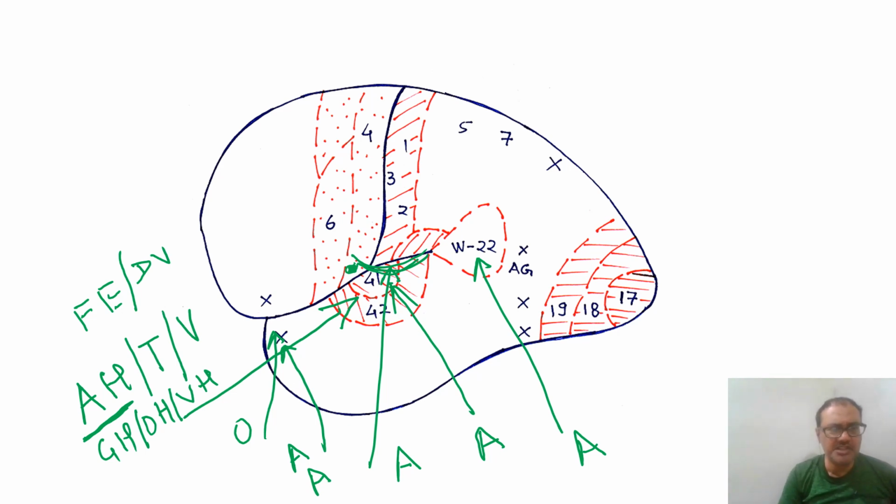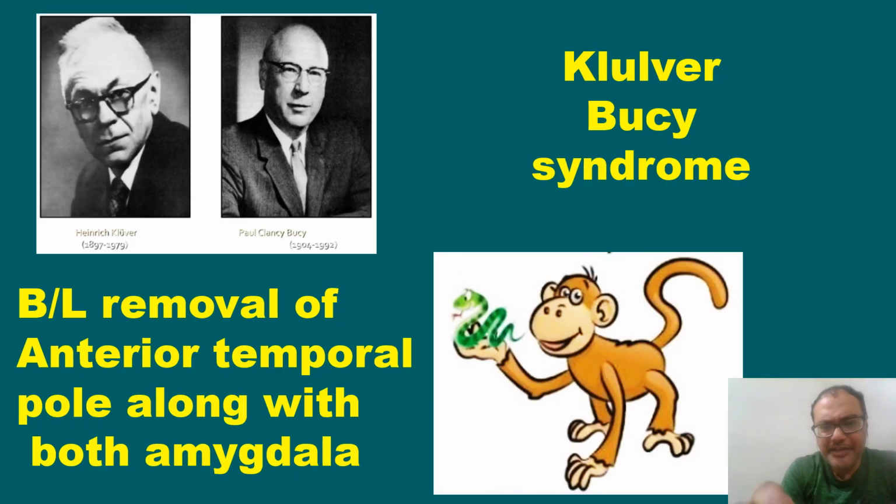One more condition happens which is related to removal. Let's see that. Now, this condition is Kluver-Bucy syndrome. This happens when the bilateral anterior temporal pole along with the bilateral amygdala is removed. It was first described by these scientists, Kluver and Bucy, in a monkey, and such a monkey is called a Kluver-Bucy monkey.